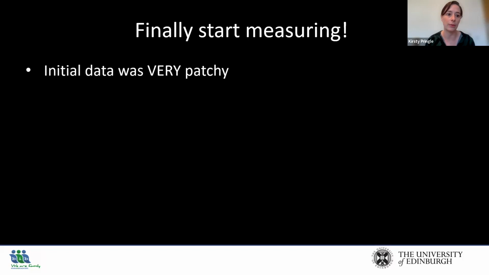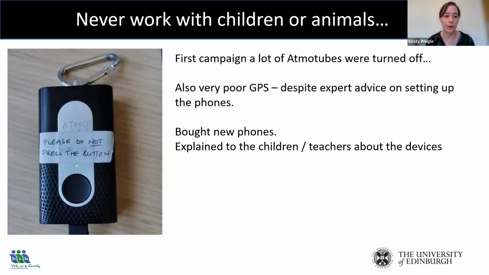At the end of the first week, we could have cried, frankly. There was so little data. It was very, very patchy. We really had to think about what was going on. It looked like a lot of the AtmoTubes had been turned off quite early. Then we realized that the AtmoTube comes with this lovely friendly button on the front of it, which if you're 10 years old is just an invite to go and press it. So we think the kids probably turned it off, turned it on again, turned it off, and then didn't turn it on again. So for the first week at least, they were walking around with turned off sensors for quite a fraction of the time.